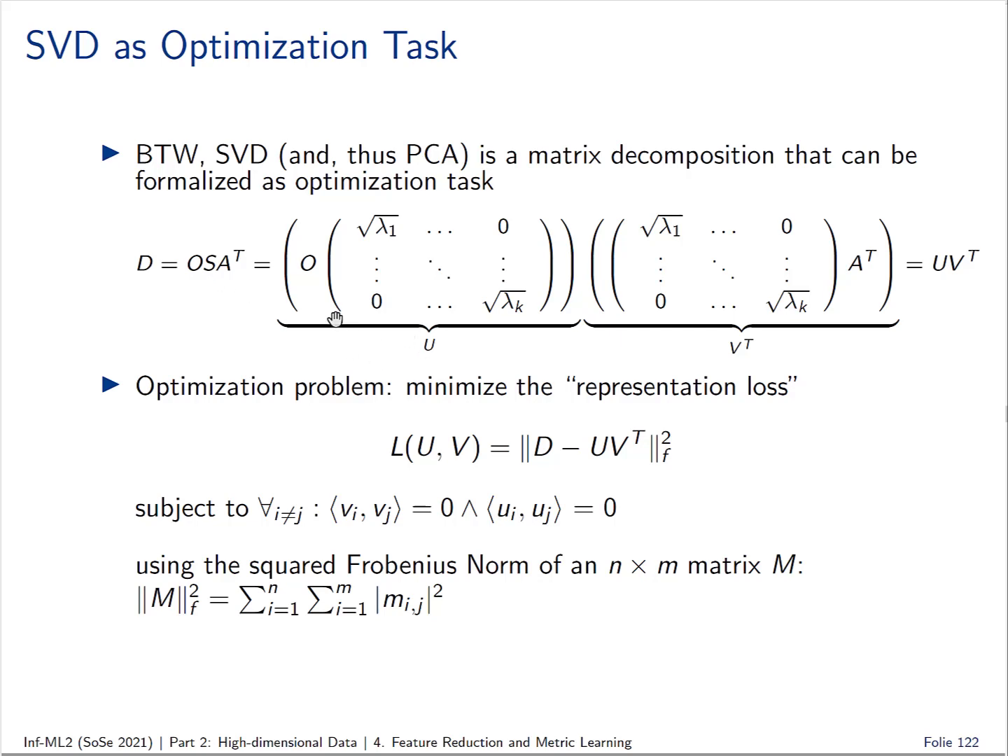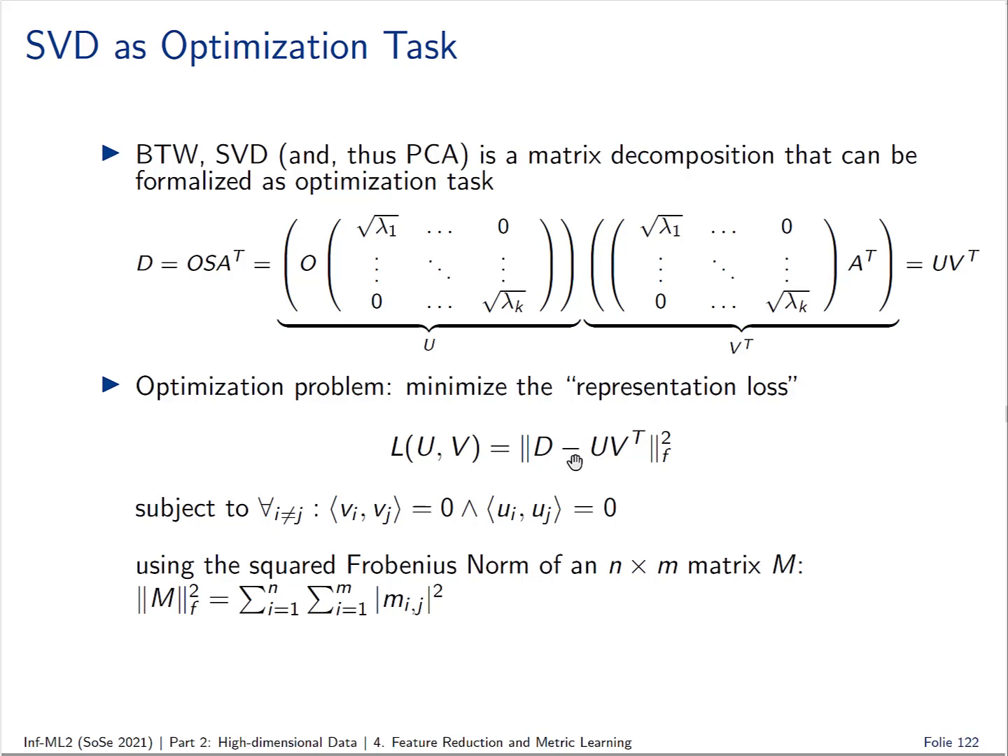Then we consider O times the square root of S as U, and the square root of S times A transposed as V transposed. Then we have rewritten the whole thing as U times V transposed, and with this reformulation we can formulate the optimization problem, because we want to minimize the so-called representation loss. U times V transposed should give you the original matrix, and if we approximate it, it should be as close to D as possible, as similar to D as possible.